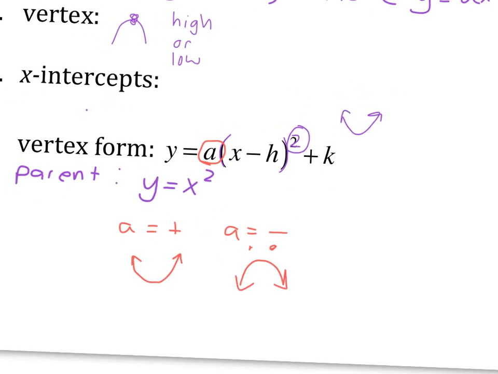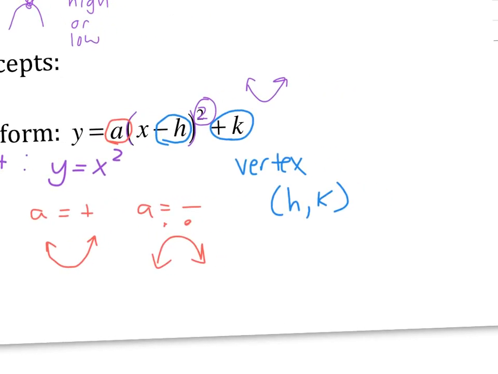All right, what about H and K? Remember, H and K tell me about shifting, and more specifically, it's the vertex. Remember, the H is the opposite of what I see. I see a minus H, so I keep the positive H. The K is exactly what I see, and that's my vertex. In other words, what's the highest or the lowest point the ball goes? That's what the vertex tells me.